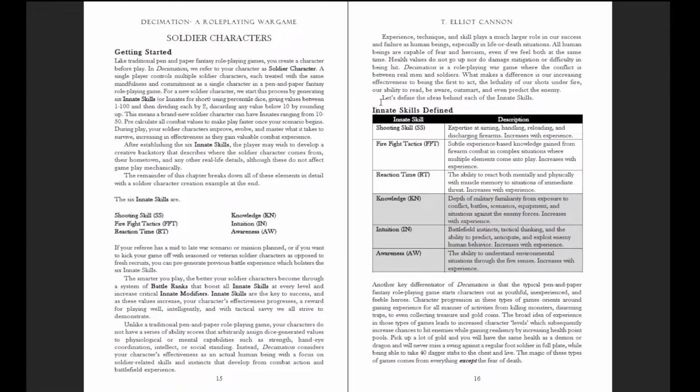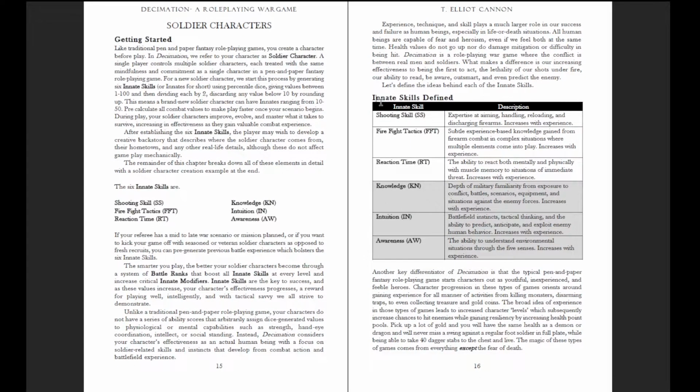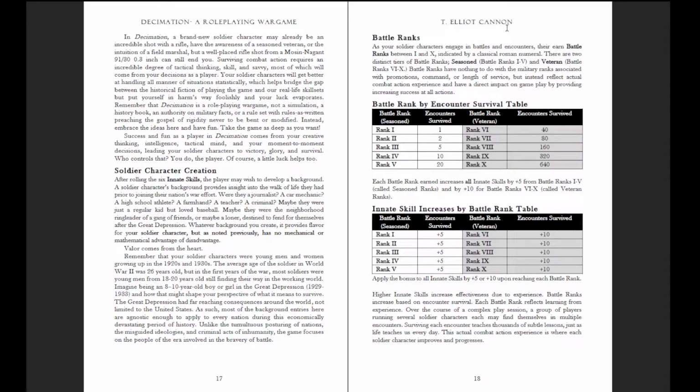Now, you say to yourself, how come they're not 70? How come you're not allowed to go over 50? These things are going to increase as you gain experience. And let's talk about that next. Let's go to this next page here. You have a thing in the game called battle ranks, and they're very similar to what you might call levels. There's only 10 of them. They're broken out into two categories.